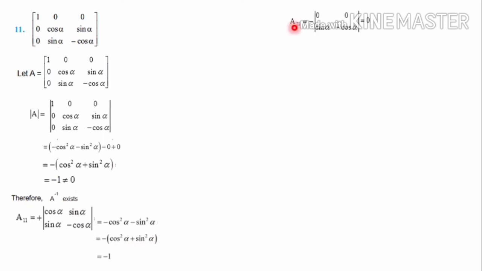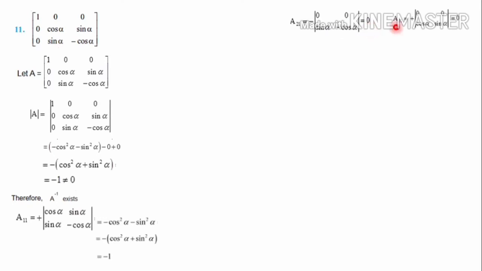Next is A21, that is the cofactor of the element A21, that is second row first element. The second row first element is 0. That particular row and column is gone. 0, 0, sin alpha, minus cos alpha are the elements. When you go for the calculation, you will get the answer as 0.